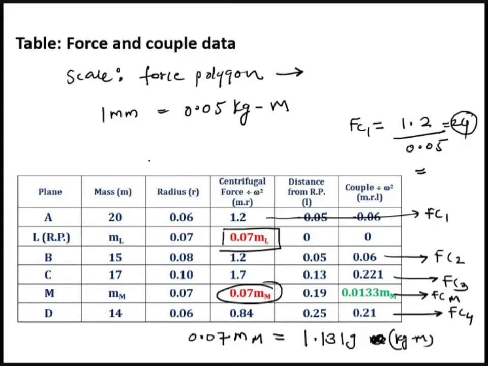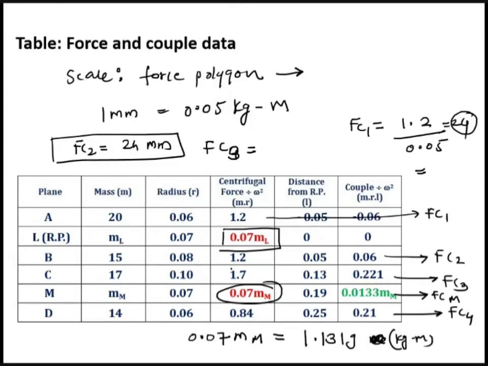Similarly, you can calculate FC2 also. How will you calculate FC2? Again the same 1.2. So FC2 is equal to 24 mm again. Now FC3. What is the length? 1.7. So 1.7 divided by scale 0.05. You are getting it as 34 mm.